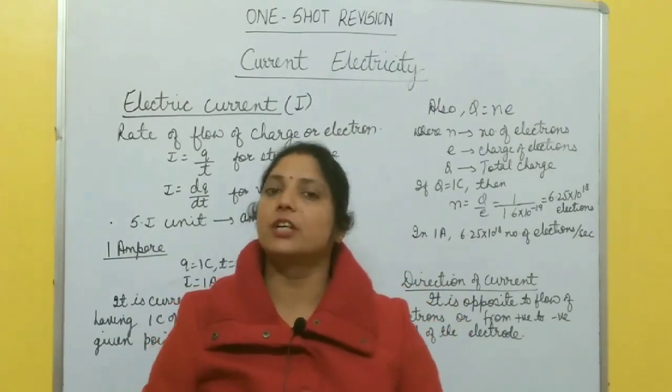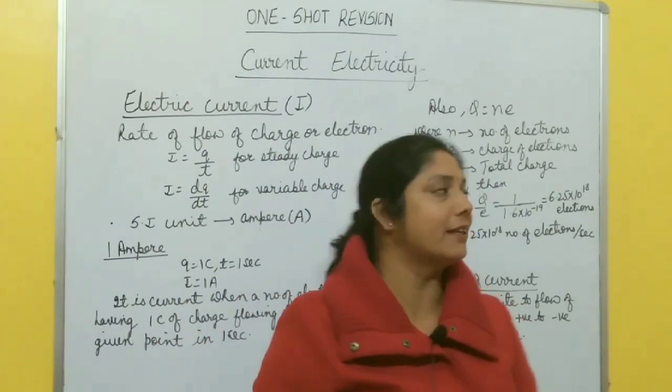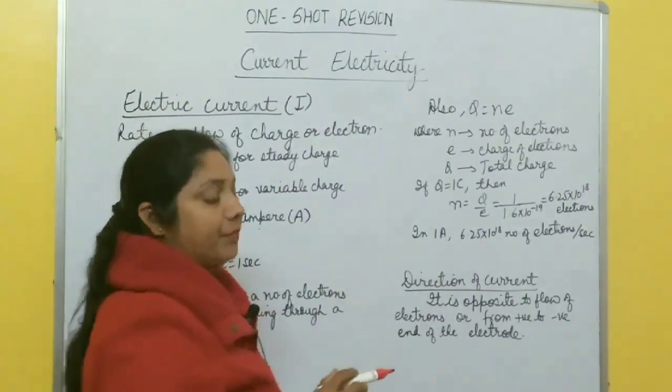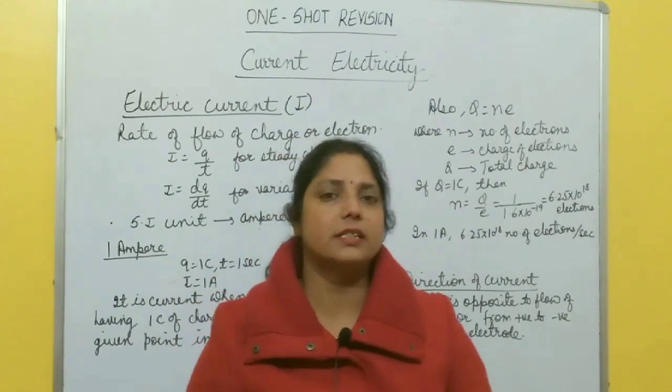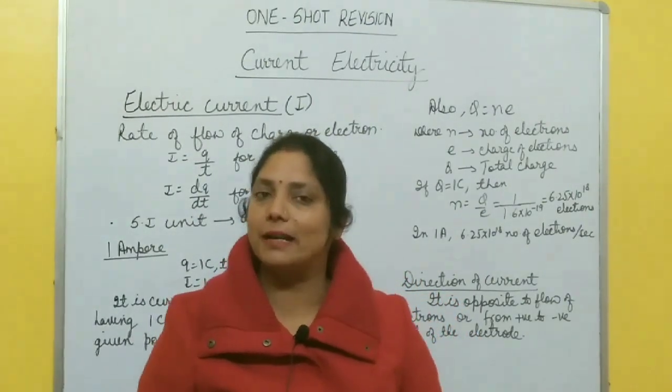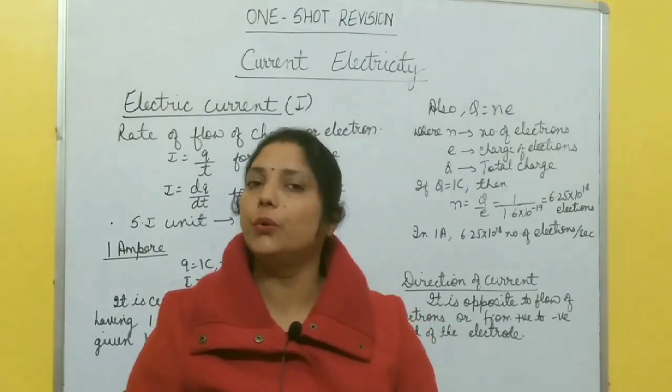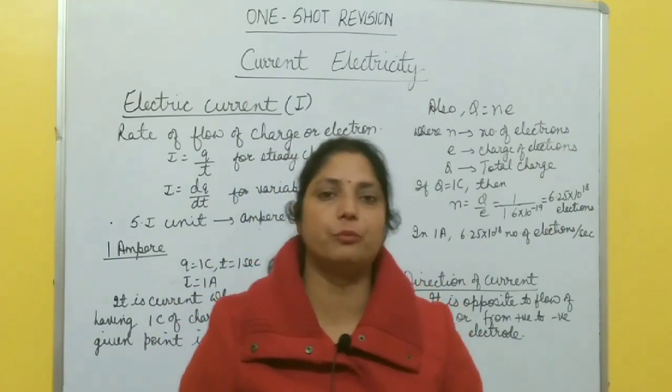Today I am going to start one short revision of chapter 3, that is current electricity. Some portions are deleted from this chapter, like carbon resistor color code and parallel combination of resistors. So no need to study these topics from the examination point of view.